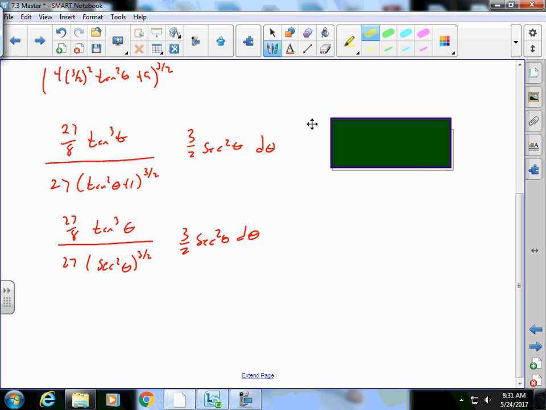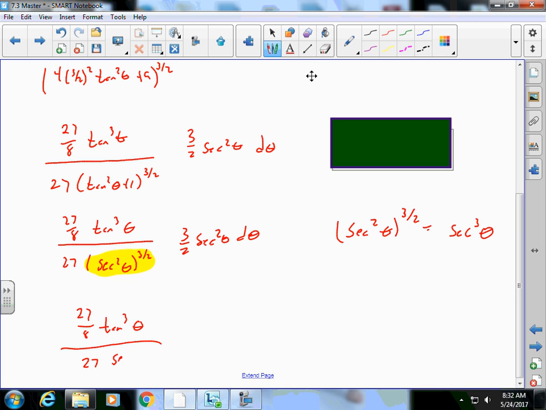Now what's interesting is this part here. I have a secant squared theta raised to the 3 halves. Well, if I have that, that's the same thing as having you multiply the exponents, and that just gives me secant cubed theta. So instead of writing it this way, we're going to write 27 over 8 tangent cubed theta, secant cubed theta, 3 halves secant squared theta d theta, and we're going to cancel out a lot of terms at this point.